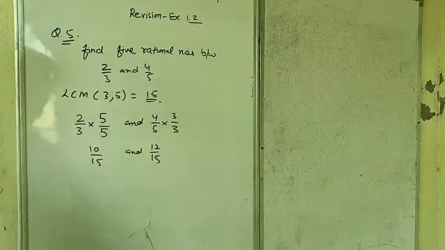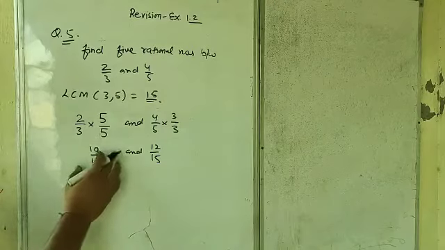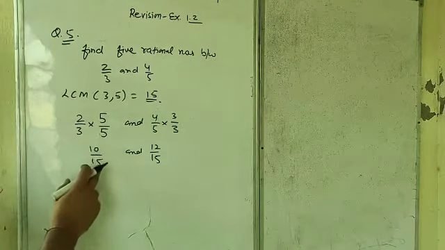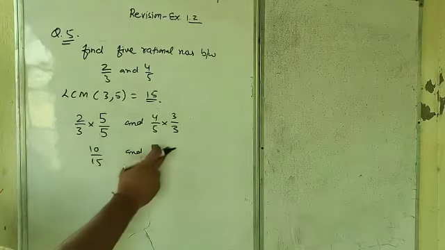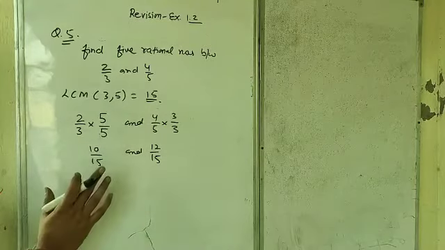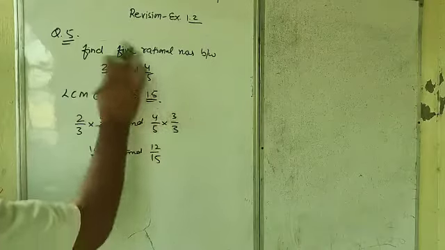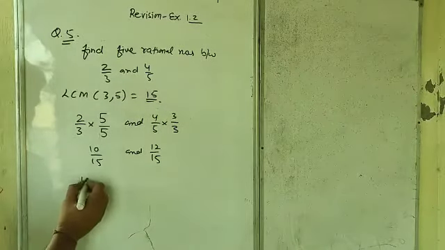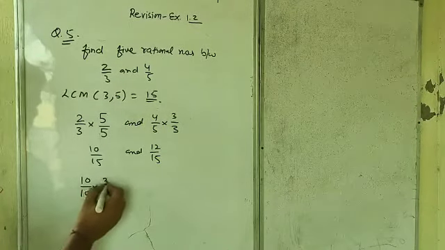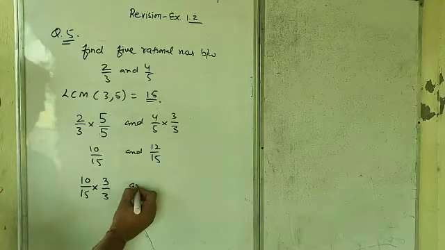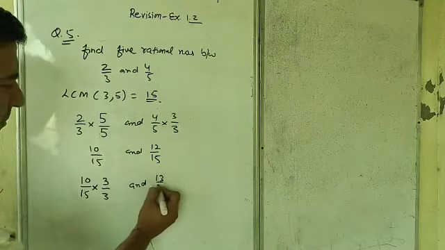Now the denominator is the same. Now how many numbers do we require? So we multiply by 2, so 20 and 24. So it's still not enough. So we multiply by 3, 30 and 36. So we get the numbers. So we multiply both the fractions by 3 and divide by 3.